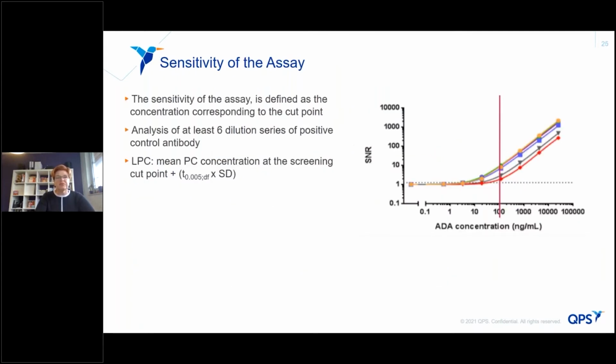In a subsequent step, the sensitivity of the assay is established. This is done by diluting the positive control and measuring at least 6 dilution series of this positive control, and calculating the intersection point of the fitted dilution curve and the cut point. And from that, the low positive control could be calculated.